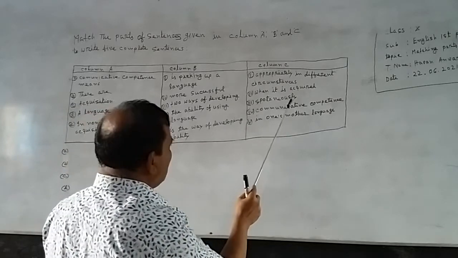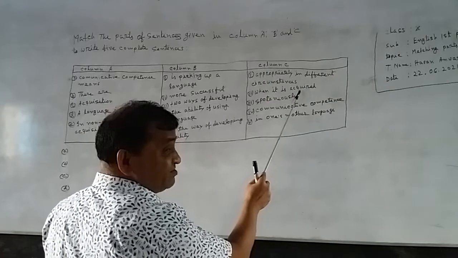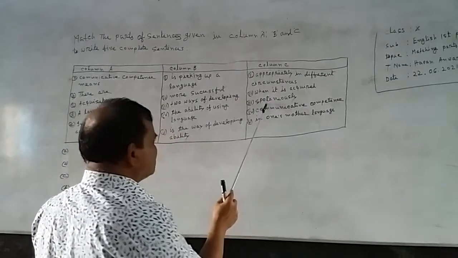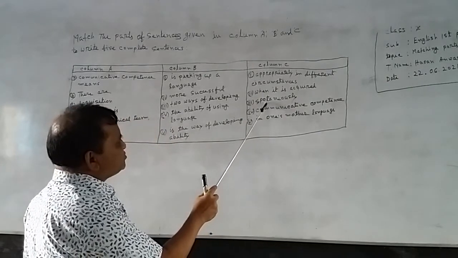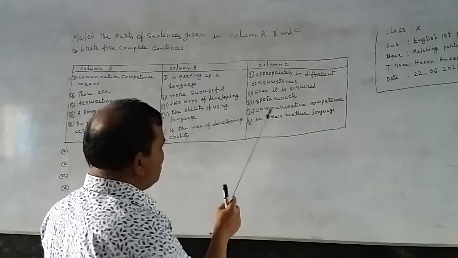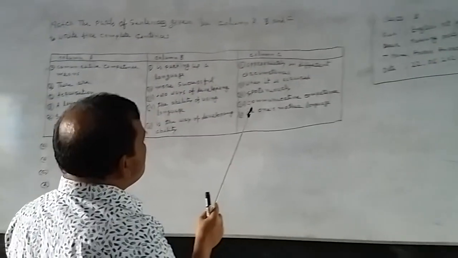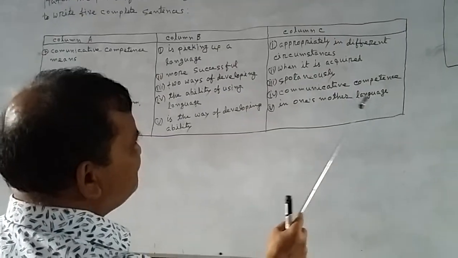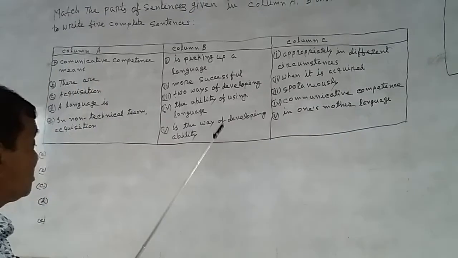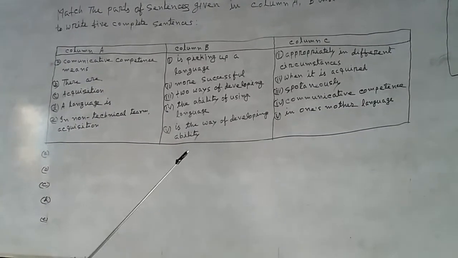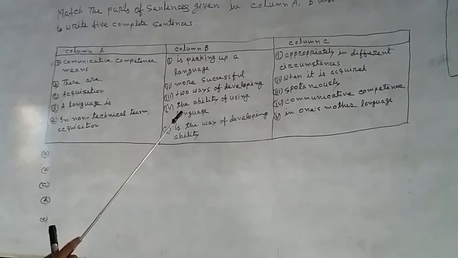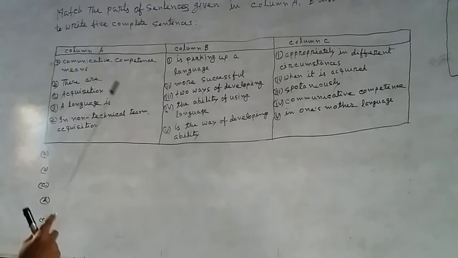Obtained, earned, gained, spontaneous. Here the word spontaneously means naturally, automatically. Communicative competence is one's mother language. Now we try to match the parts according to the sentence.